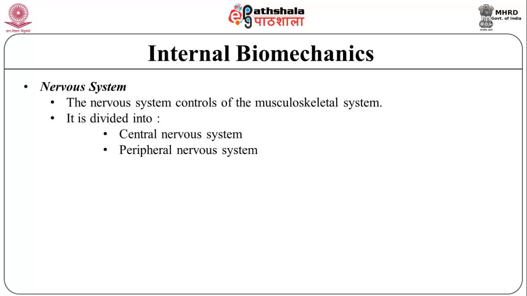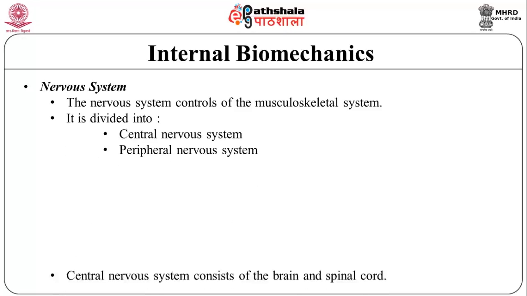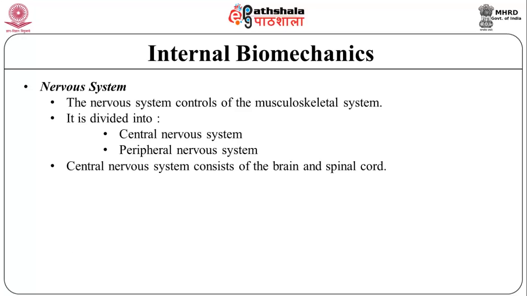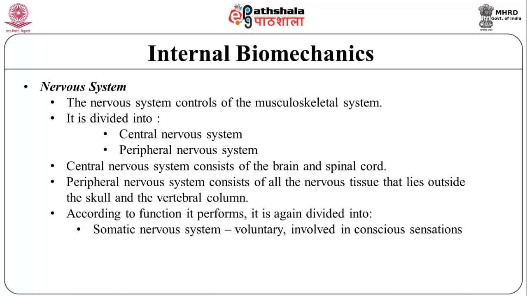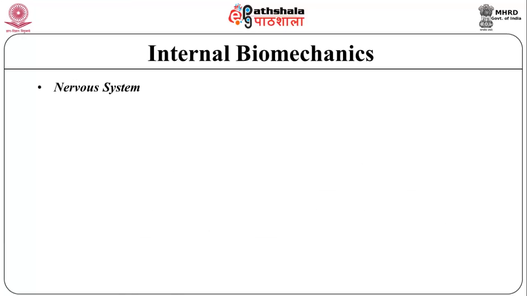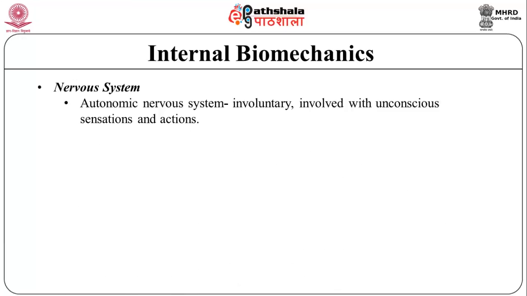It is divided into the central nervous system and the peripheral nervous system. The central nervous system consists of the brain and the spinal cord. The peripheral nervous system consists of all the nerve tissues that lie outside the skull and the vertebral column. According to function it is again divided into the somatic nervous system, voluntary, involved in conscious sensations and actions, and the autonomic nervous system, which is involuntary, involved with unconscious sensation and actions.